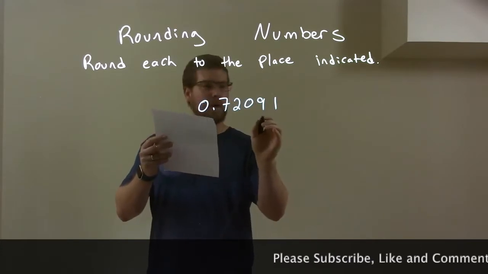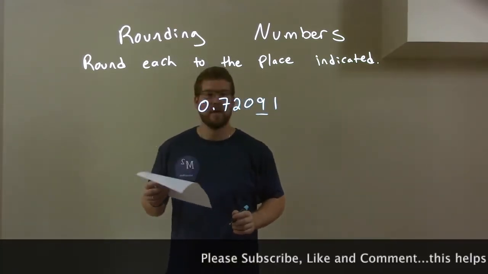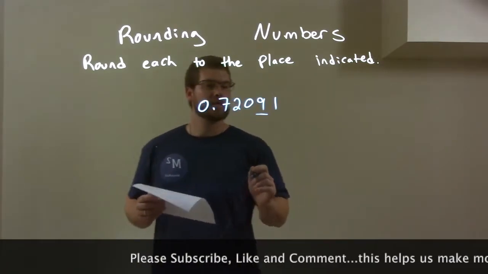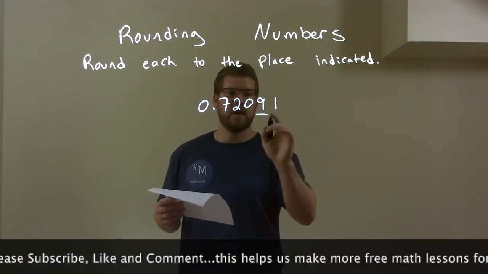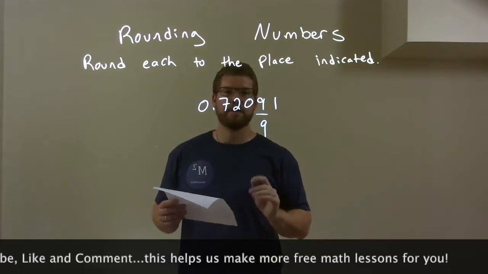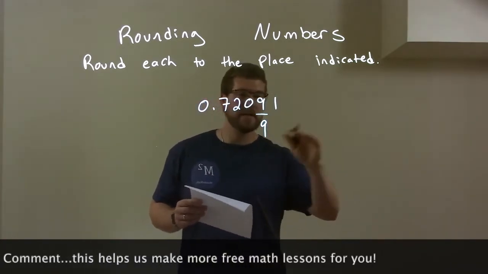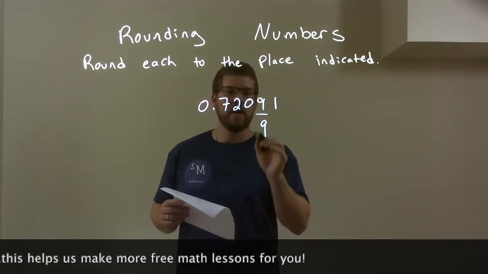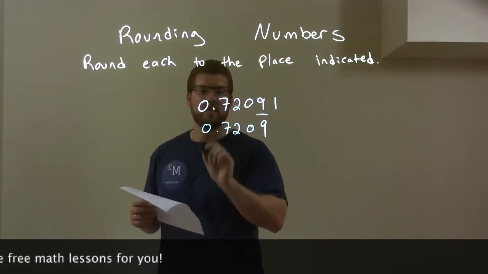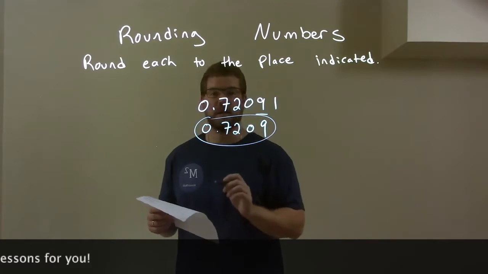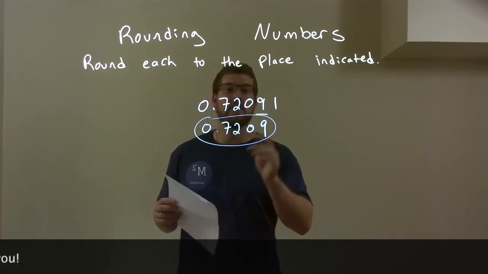0.72091. And we're rounding on that 9 right there. Okay? Well, I look to the right of that 9. I see a 1. That 1 causes this 9 to round down. So the 9 just comes down right here. I don't worry about anything else to the right. That's there, right? I bring down everything on the left. We have 0 to 7.0. And so here we have our final answer, 0.7209.